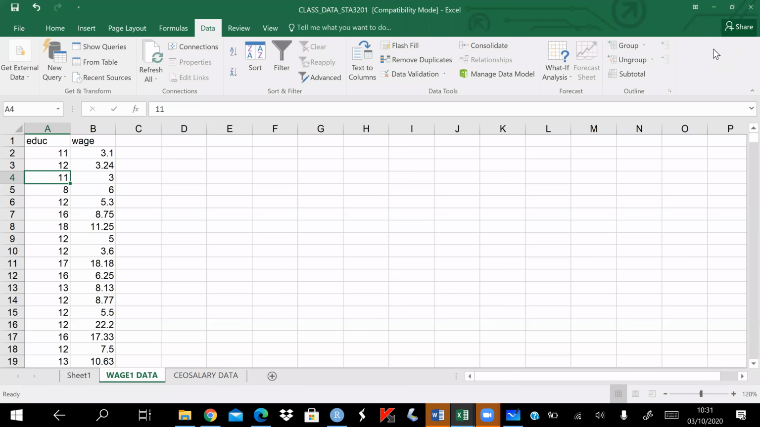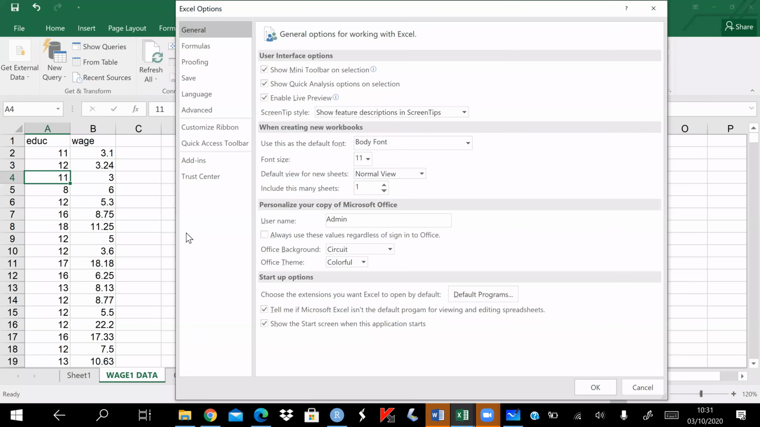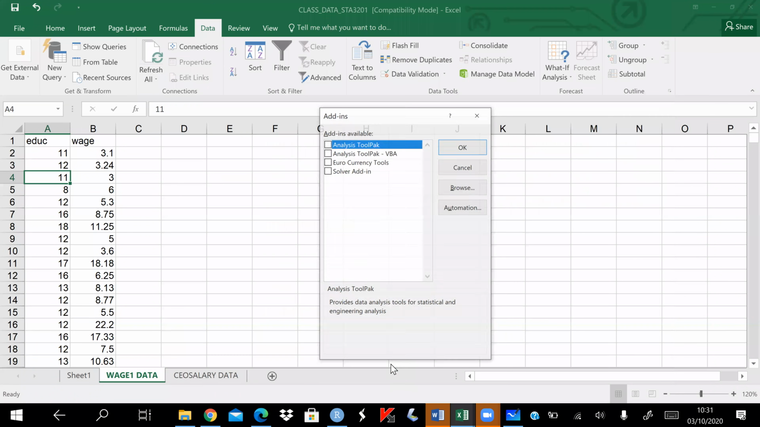There's nothing here. So if you want to activate the data analysis Toolpak, you go to file, you click on file, then you go down to the options. You click on the options. Then on the left panel here, you go to add-ins. You click add-ins, then you click go there.